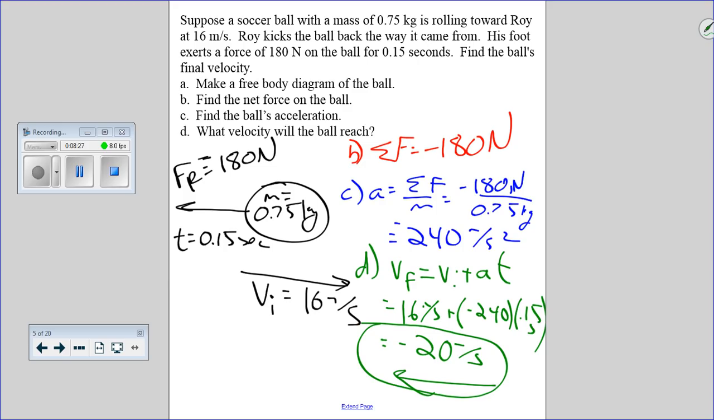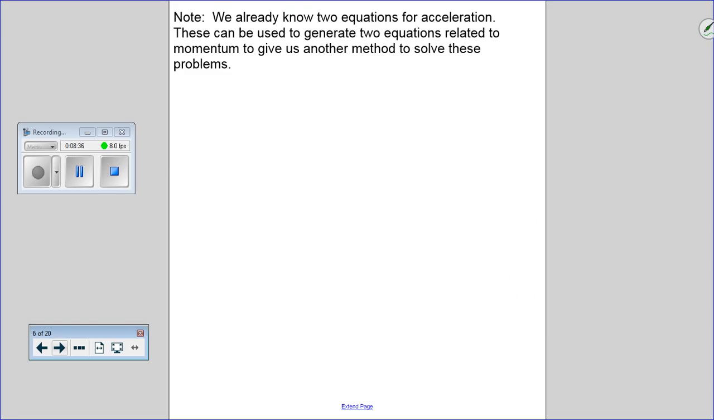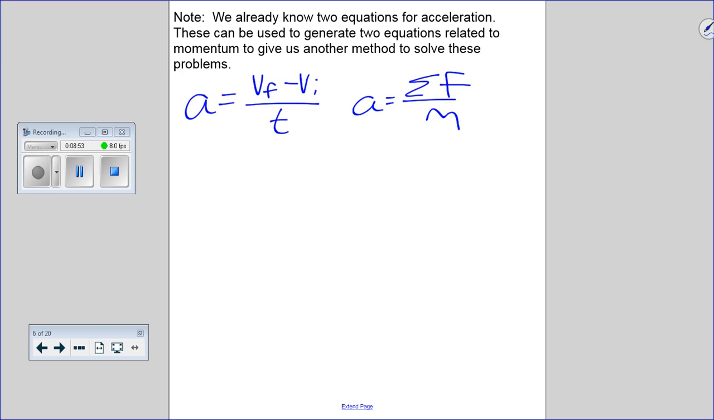Okay? So it turns out there's another way to do this problem, which is we can also solve this using impulse and momentum. All right? So let's do this. So note, we already know two different equations for acceleration, right? We know from the beginning of the year the definition of acceleration. Acceleration is Vf minus Vi over t, right? Okay? We also know from Newton's second law that acceleration is net force over mass. So if A equals B and A equals C, then B equals C. So now we've got Vf minus Vi over t is equal to net force over mass.